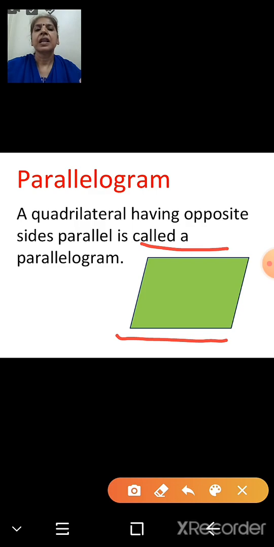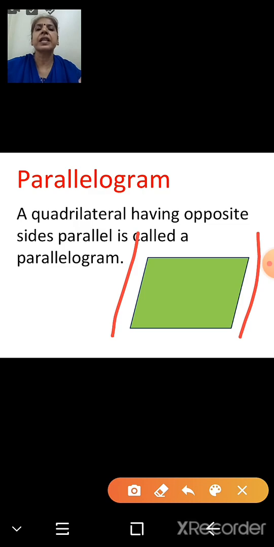Parallel means the segments or lines which do not intersect each other. So here also its sides are parallel. They don't intersect each other. That is, they are parallel. They have equal distance between them. Same way, this pair of opposite sides is parallel. And a quadrilateral is a parallelogram having opposite sides parallel. It means between the parallels there is equal distance.